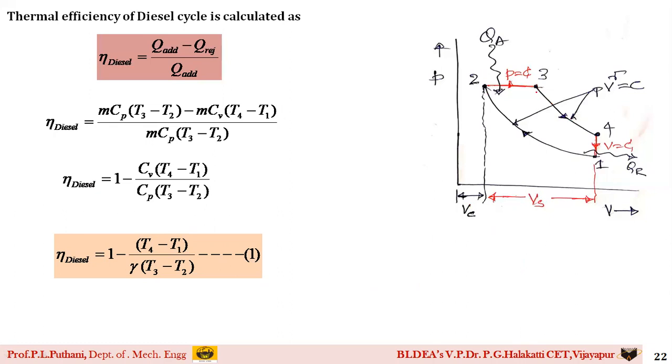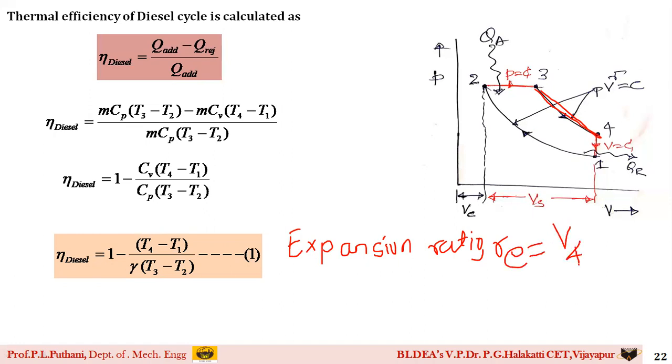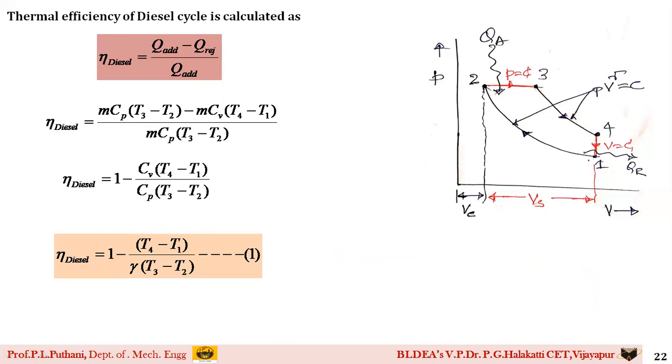Similarly, students, from 3 to 4, whatever the volume ratio we are going to write now, we call it the expansion ratio. Please observe here, expansion ratio, that is RE is equal to V4 by V3.